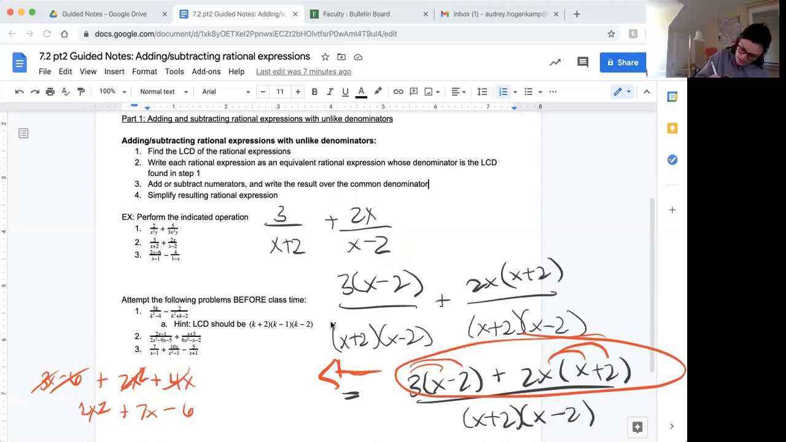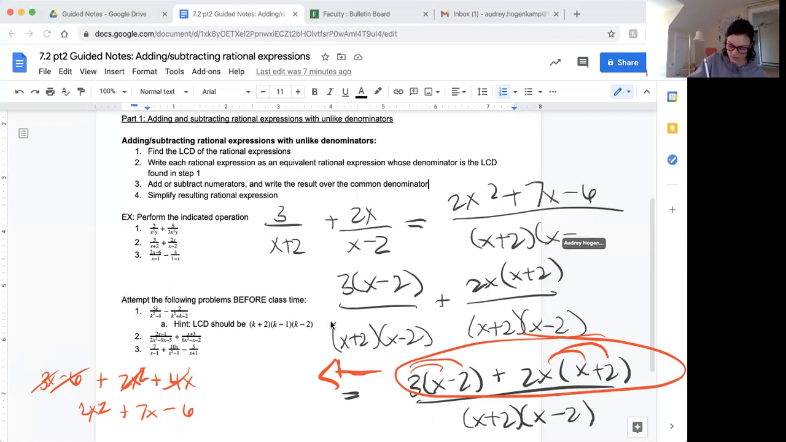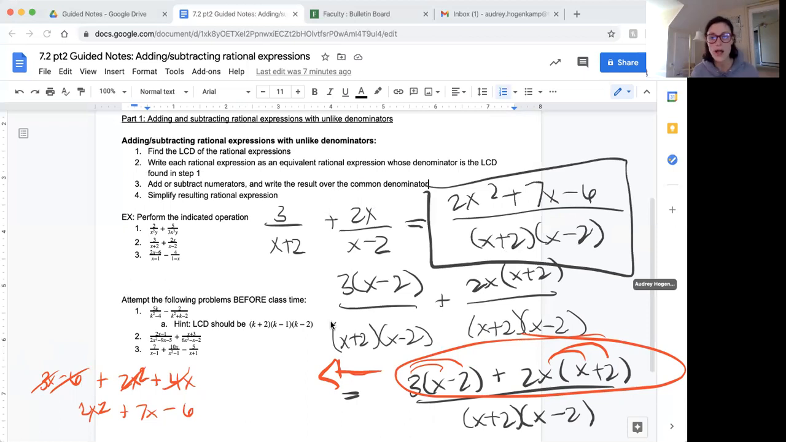So my answer is 3 over x plus 2 plus 2x over x minus 2 is equal to 2x squared plus 7x minus 6 over x plus 2, x minus 2. Okay, final answer to that. So kind of the trickiest step here and the key to adding and subtracting rational expressions is finding the least common denominator and then multiplying the fractions you have by what's missing to get it over that least common denominator.